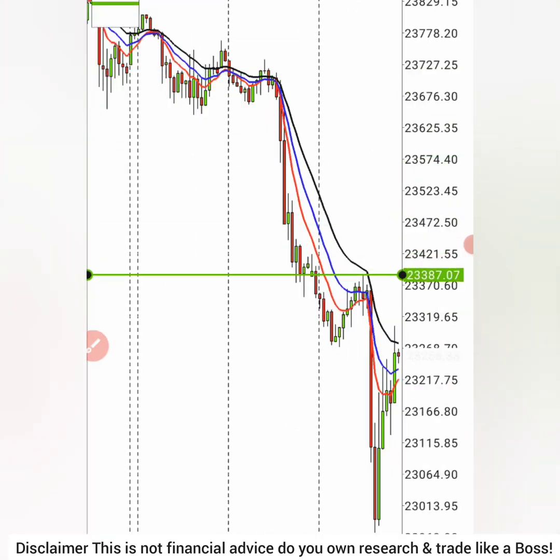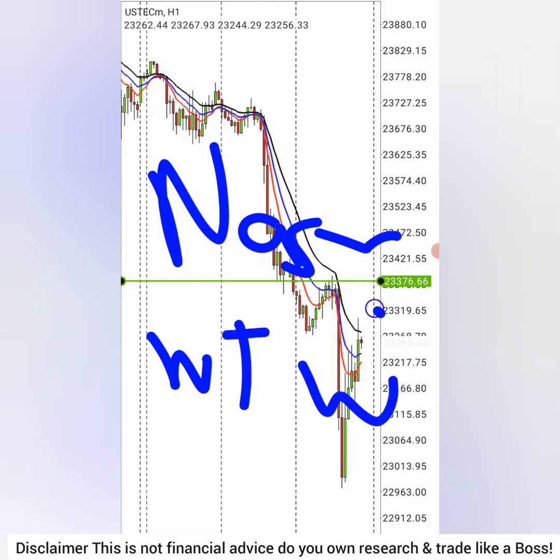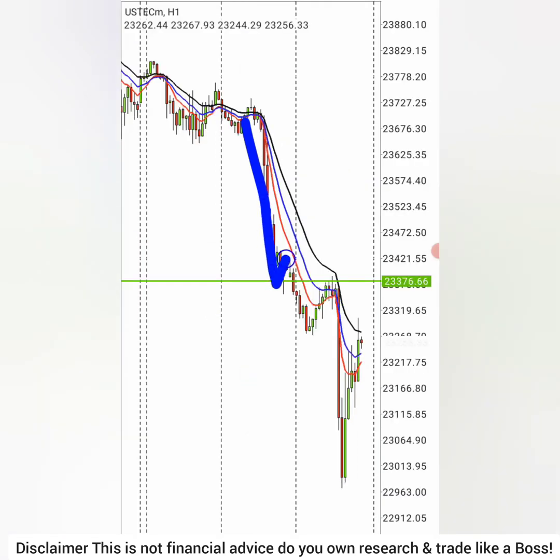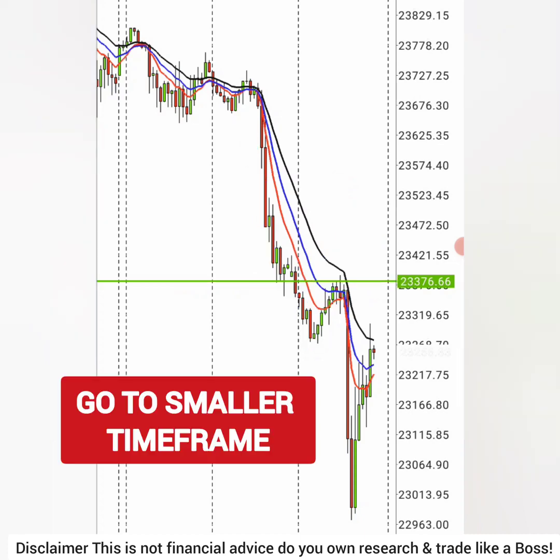For example, this one which is close by, you can easily find it on the S&P 100. This is Monday, this is Tuesday, and then this is Wednesday. So this low was formed on Tuesday and then the market came back to it on Wednesday. Once you've marked this low and the market has come back to this level, you want to go to the smaller time frame.